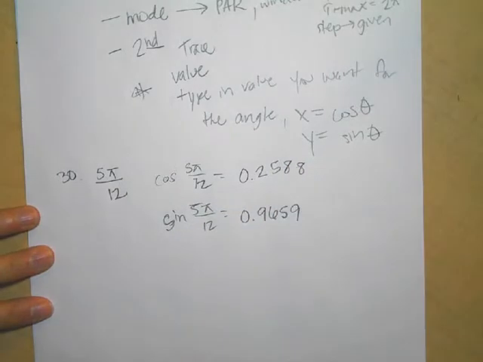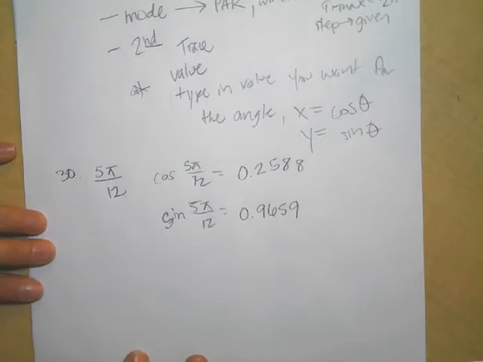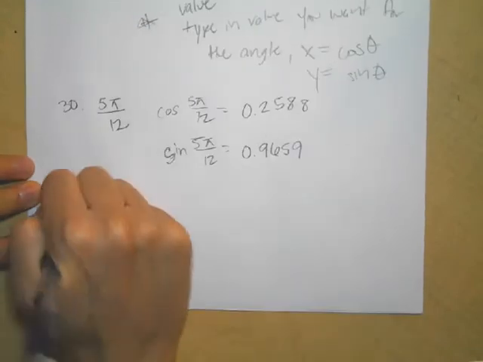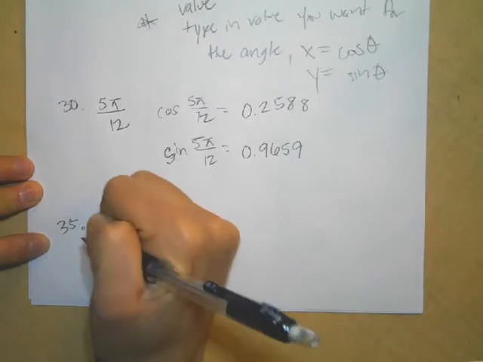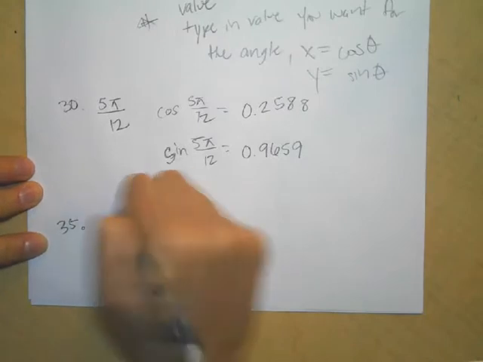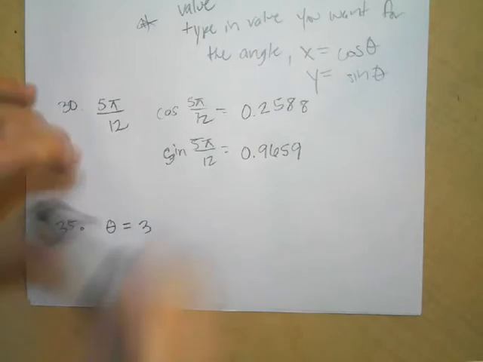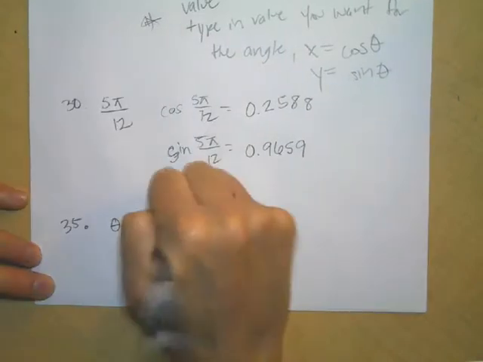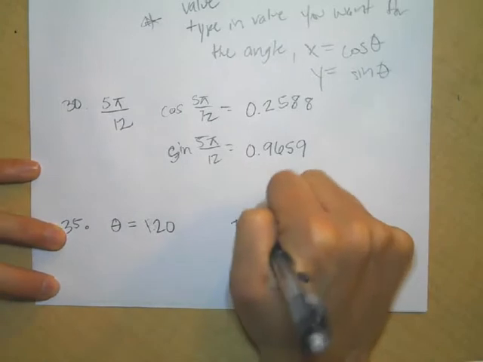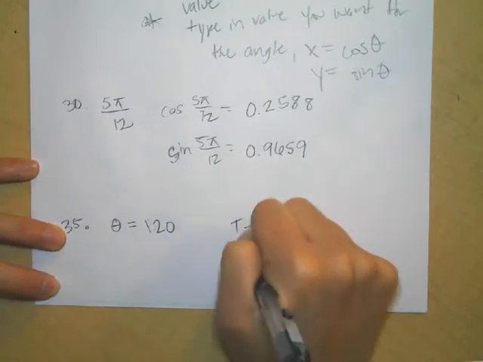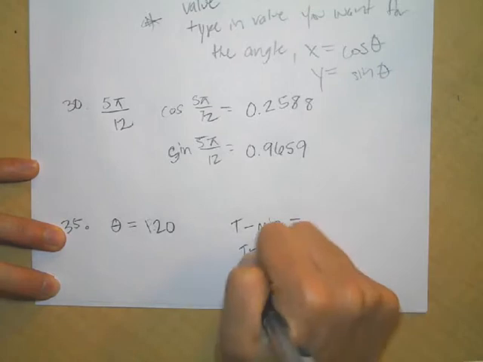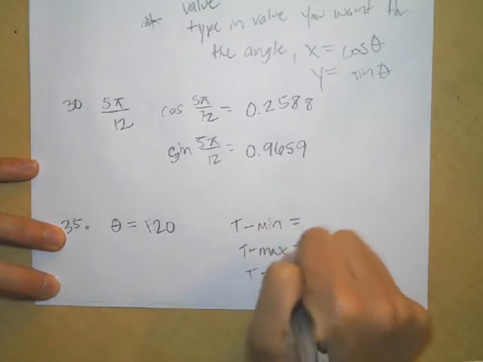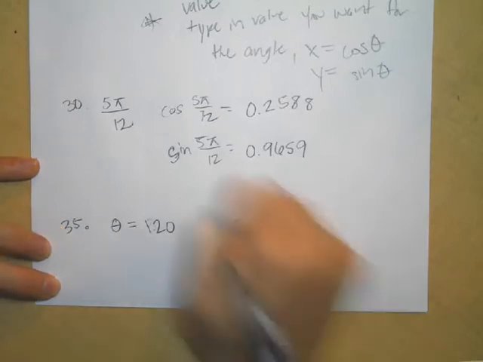We're going to do the same thing for number 35, only now with 120. Now, because we're in degrees, our T-min and our T-max are going to change, and our T-step is given. We also have to change our mode to degrees. So we'll do all that.